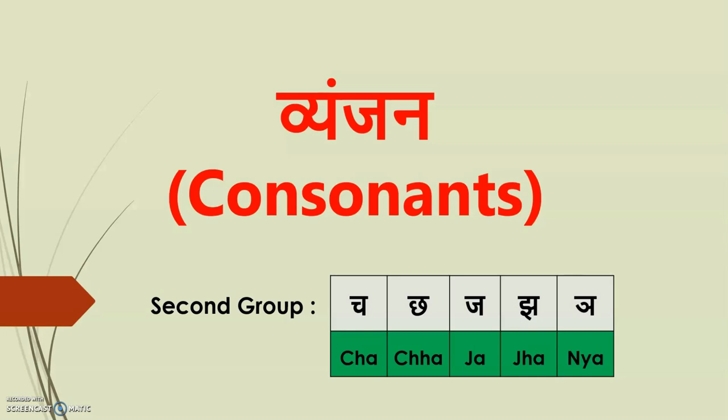The second group includes the following letters. The first one is Ch. The next one is Ch. Then we have J. Then we have Jh. And the last letter in the second group or row is Nia. Now let me explain these letters in details with examples.